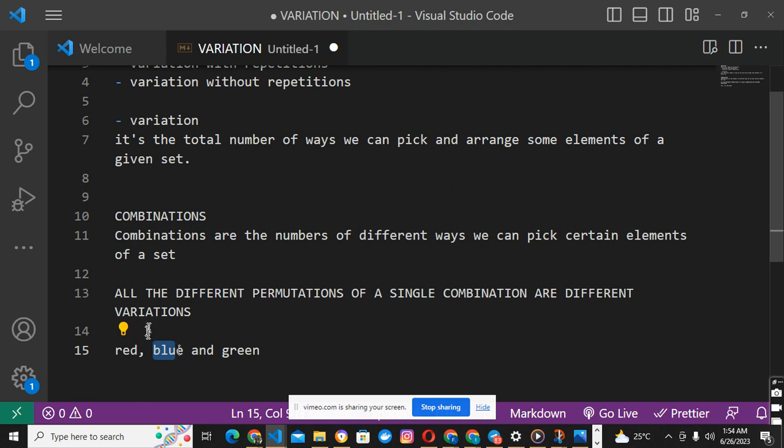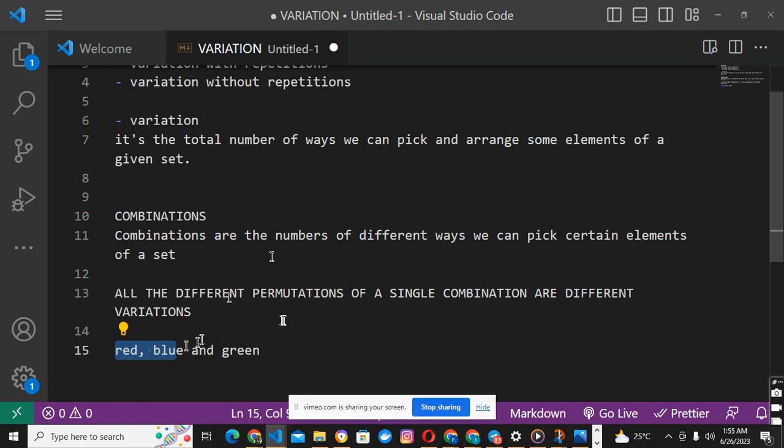Irrelevant. So conclusively, any of the six permutations we just displayed, because we have three here and we are picking at random, we're trying to change the order in which we pick them, which has no relevance to combination. So any of the six permutations we just displayed is a different variation, but not a different combination. So this is what I meant when I said all the different permutations of a single combination are different variations.